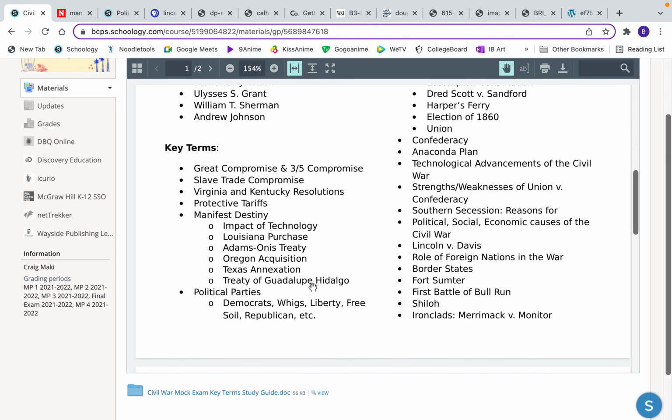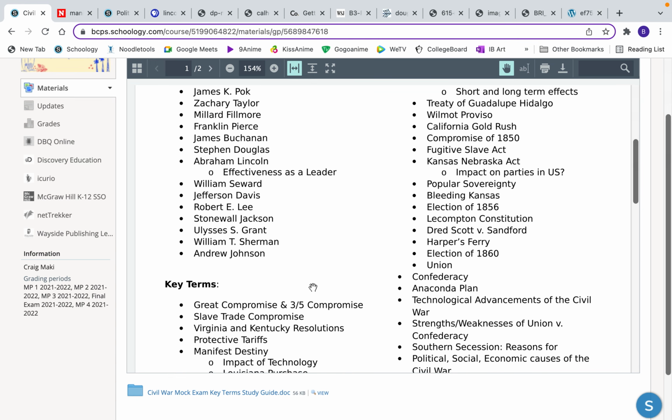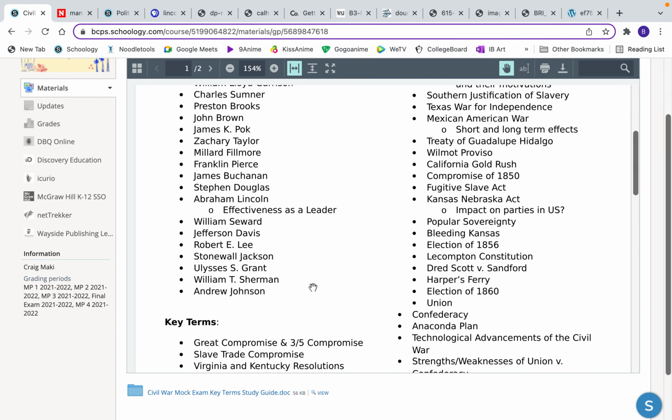Obviously, you can use your beautiful little brain there and figure out what happens when we acquire new land. Oregon, yay! Texas, yay! And then I'll talk about the Treaty of Guadalupe Hidalgo later because it's on the list twice.